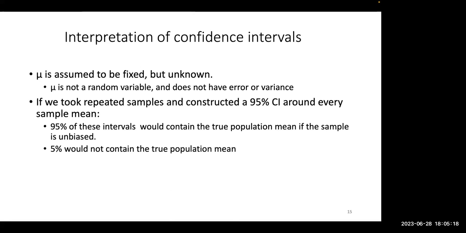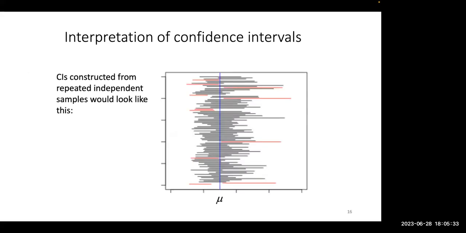So if we take repeated samples and construct a 95% CI around every sample mean, then 95% of these intervals would contain the true population mean if the sample is unbiased. 5% would not contain the true population mean. And this is the $1 million depiction, which basically shows that. Let's assume that this blue line is the mu, the true population mean. And your sample would be expected to contain this population mean if it were indeed a representative sample.